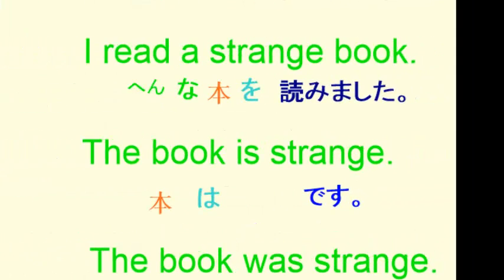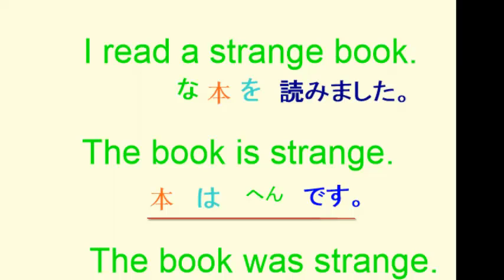What happens though when we do the same thing over here with na adjectives? So we're still starting with the book. Hon. Well, that's our A in our A is B sentence. So the book is, this time it's strange. So we'll pop strange down here. Hon wa hen desu. Now when we used hen in front of a noun, we had to add the na. That's the rule for na adjectives. But when we use it on its own, in other words, there is no noun following, then it doesn't take any particle at all. We just use it on its own, just as we did with our i adjective over here. And we get hon wa hen desu.